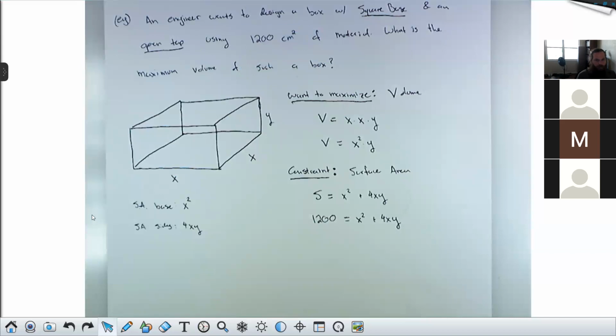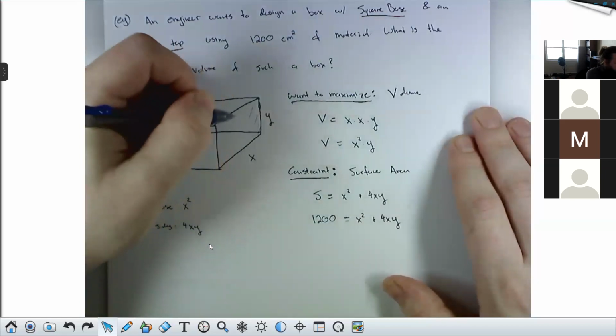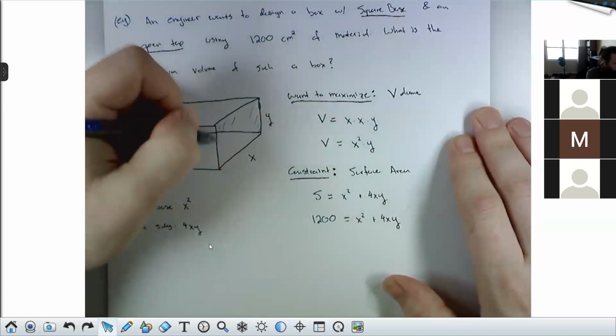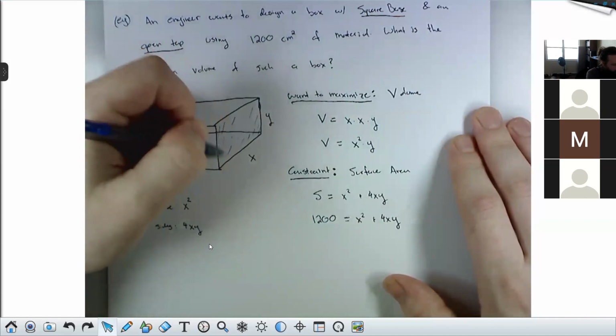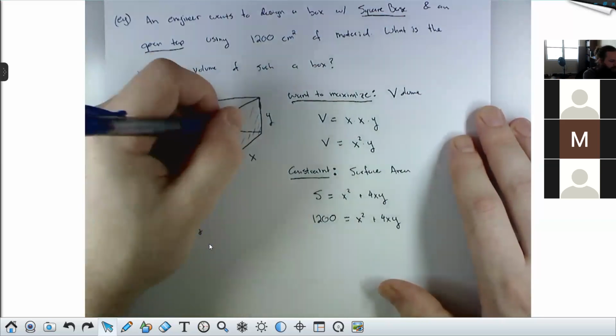So then to come up with the surface area, and this is Fabrice's question, I think about the surface area of the base plus the surface area of the sides. Each one of these sides, if I look just at this side here, its surface area is x times y.